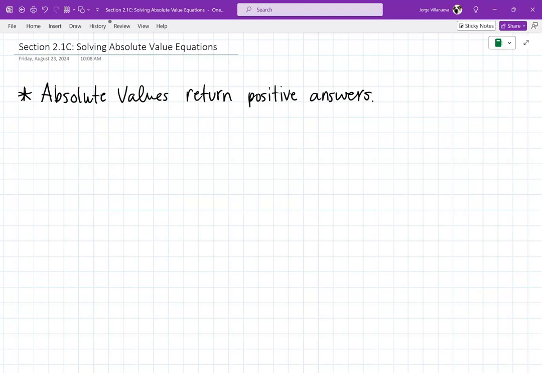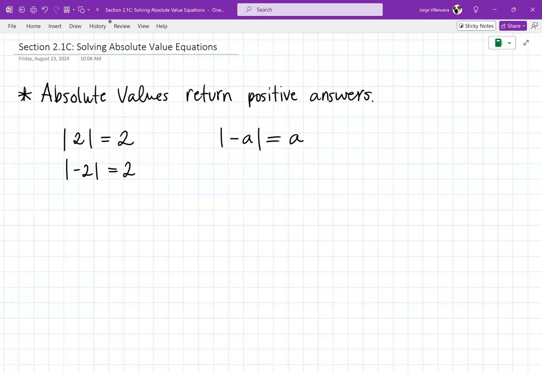Okay, what do I mean by that? That means that if I write the absolute value of 2, it's 2. The absolute value of negative 2 is also 2. If I write the absolute value of negative a, my answer should be a.